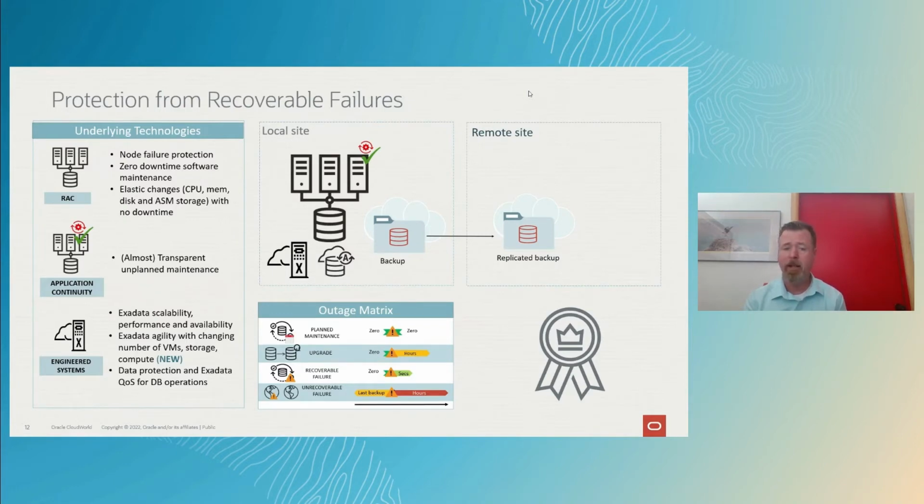But for recoverable failures, if one of these nodes goes out, one of the CPUs fails, we can go ahead and recover. We can be back up in seconds. And with Application Continuity, from your application perspective, it would simply be a brownout, just a blip in performance. Because those transactions would be replayed. They would not fail, even the in-flight transactions.